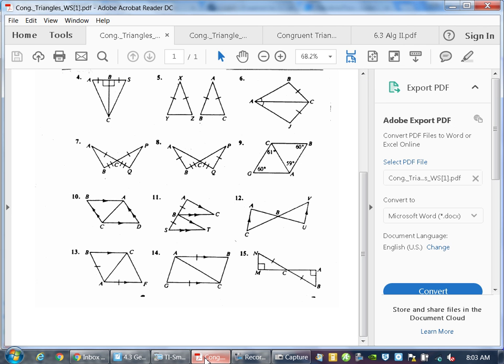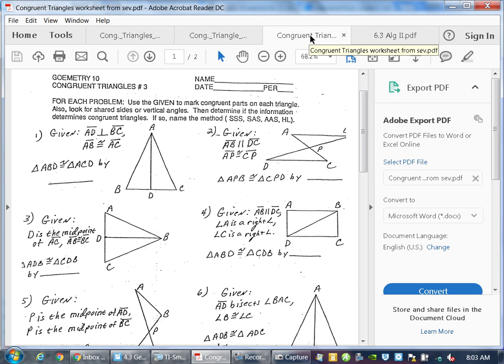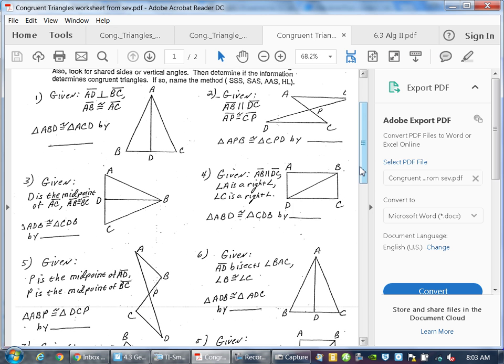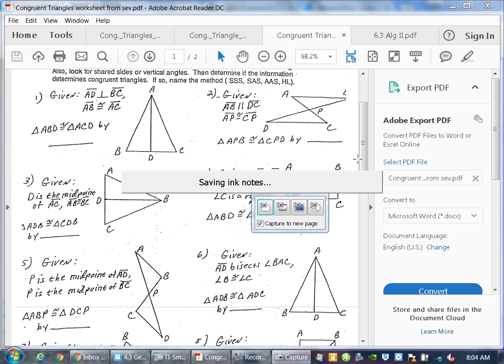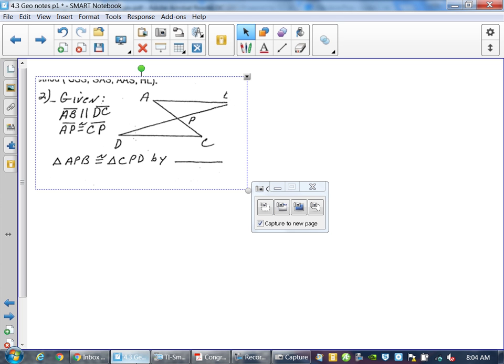And then yesterday's worksheet. The important thing you had to do was mark your diagram. And you mark your diagram only with what is given. You don't assume anything, right? Because then you make an angle side side out of you and me.